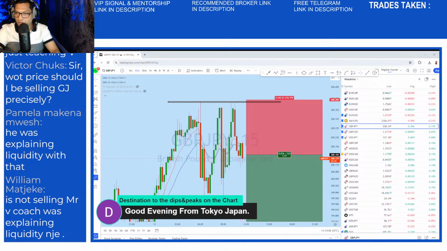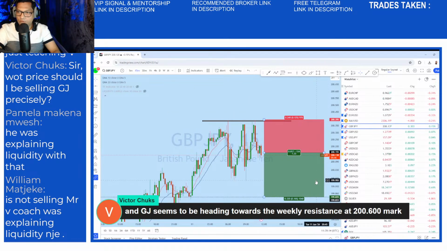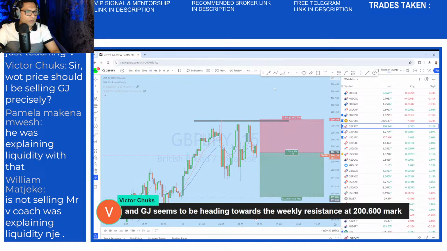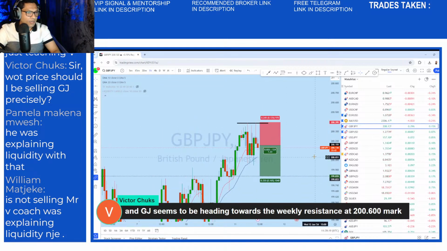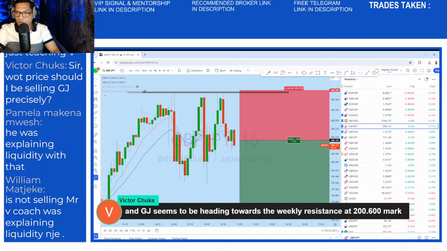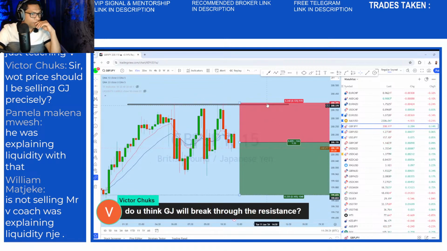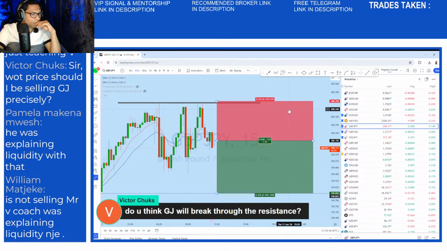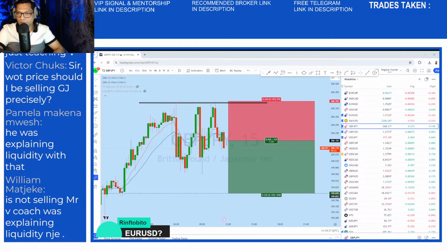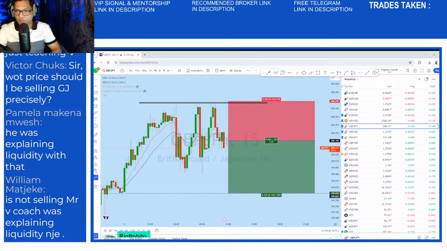Good evening from Tokyo. Thank you very much. GJ seems to be heading towards the weekly resistance at the 200.6 mark. I think the market might remain a little to the downside potentially. Do you think DJ will break through the resistance? Yeah, we think so. Euro USD. The actual resistance zone is around 200.60. Please check Euro USD. So welcome.